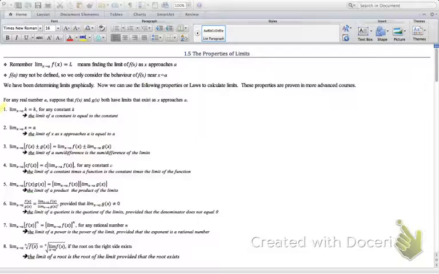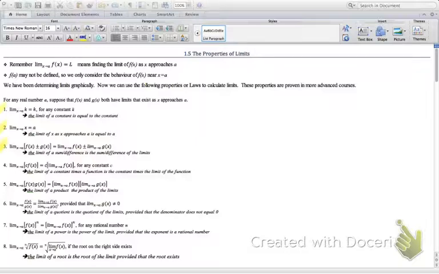So number 1, the limit of k as x approaches a is just going to be equal to k because k is a constant number. So the limit of a constant is always equal to that constant. Number 2, the limit of x as x approaches a is going to be equal to a.